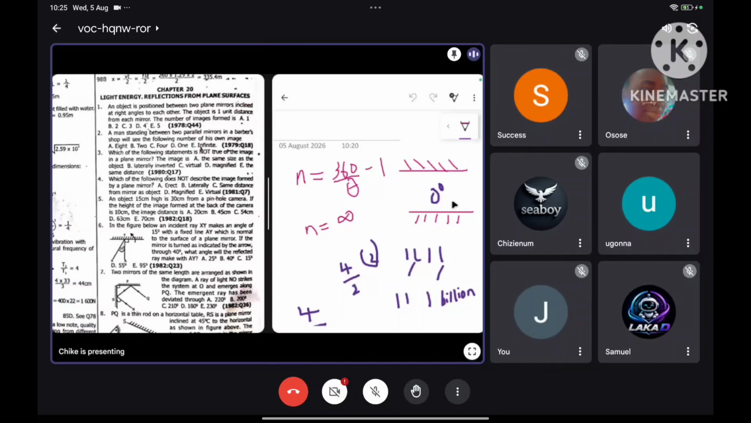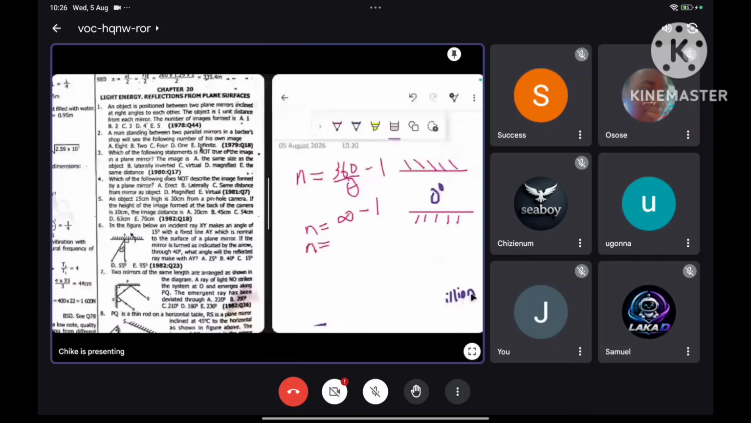So when you have infinity, which is the amount of zeros you can share basically, so you have infinity minus 1. So that means the number of images will be, now, let me see. If you say infinity minus 1, what would you have? Who can try?